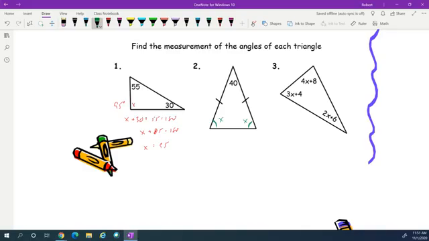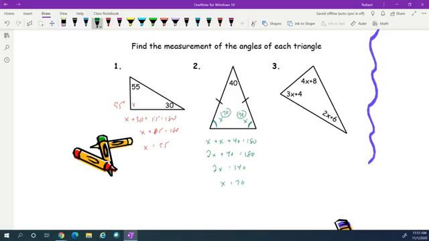And again, we're doing the same exact work. x plus x plus 40 equals 180. So 2x plus 40 is 180. 2x equals 140, and x equals 70. So each of these are 70 degrees. Again, in an isosceles triangle, we have two legs that are congruent, and we have the two base angles that are congruent. So here we have an acute isosceles.